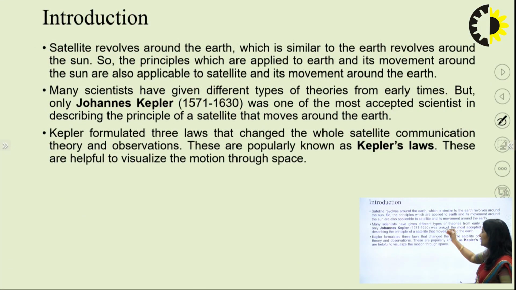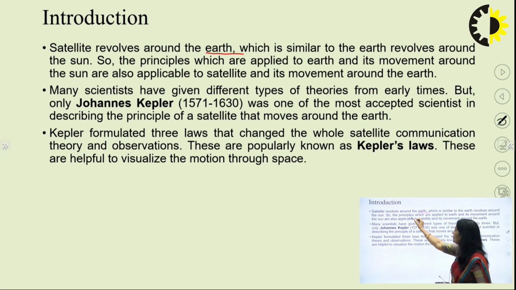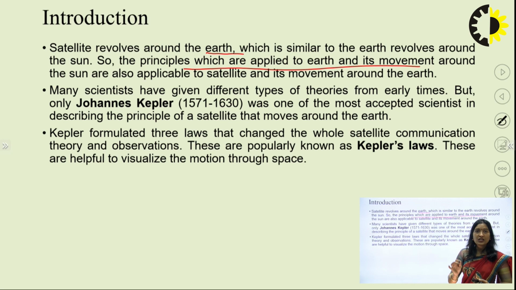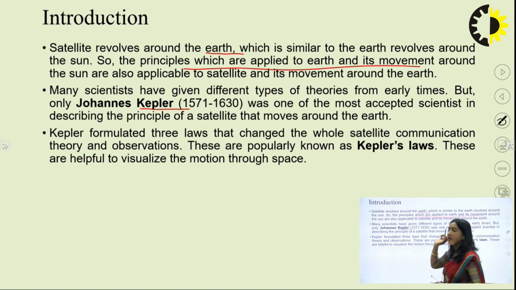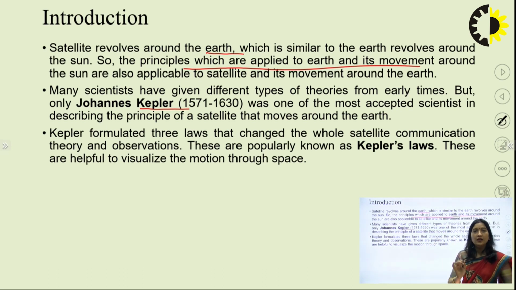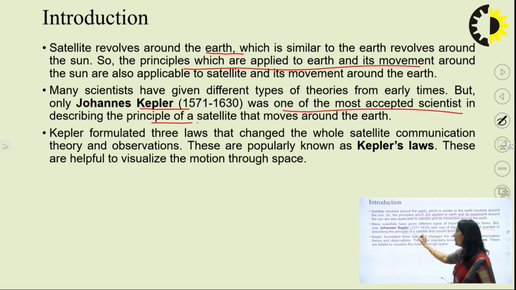Before we move ahead, we should know that a satellite revolves around the Earth, similar to how the Earth revolves around the Sun. So the principles applied to the Earth and its movement around the Sun are also applicable to a satellite and its movement around the Earth. Many scientists have given different theories at different times, but Johannes Kepler, a German astronomer and scientist, gave three basic laws known as Kepler's laws, which are among the most accepted descriptions of the principles of a satellite that moves around the Earth.